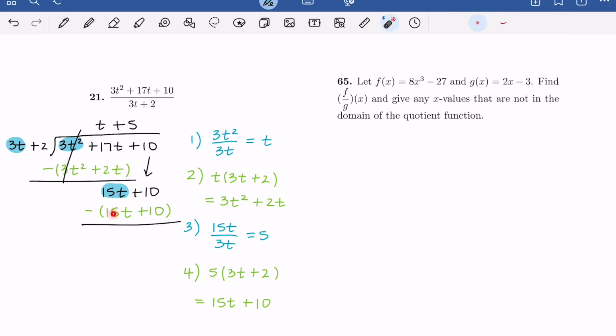Now again, this minus is going to be distributed to both terms here. So we're going to have 15t minus 15t, and we're going to have 10 minus 10. So these fully cancel, and we're left with 0, or a remainder of 0. So this division then is going to result with the polynomial t plus 5.